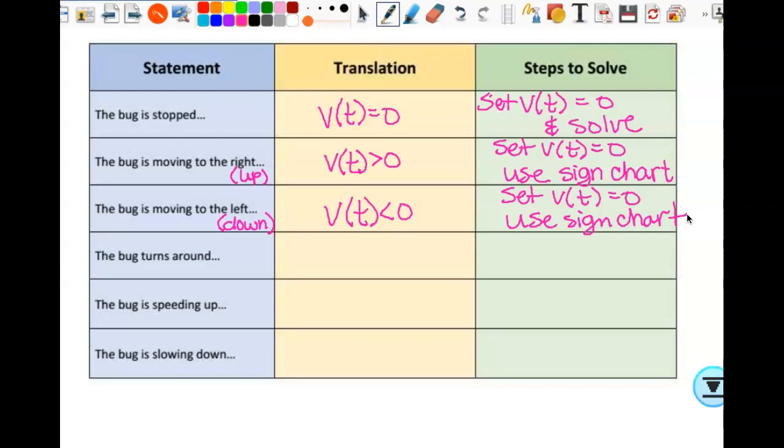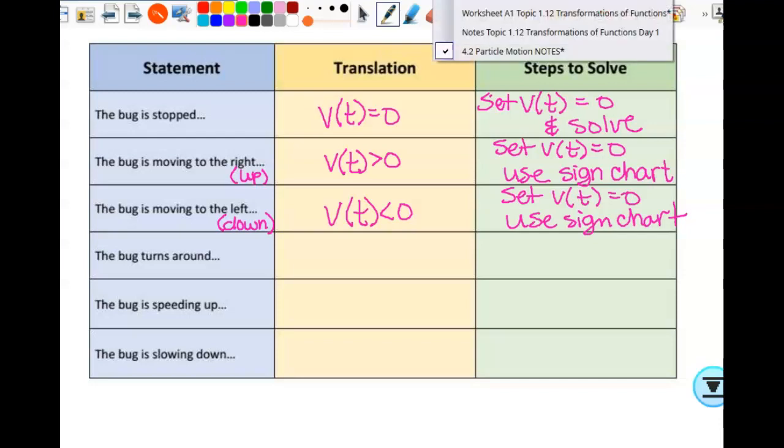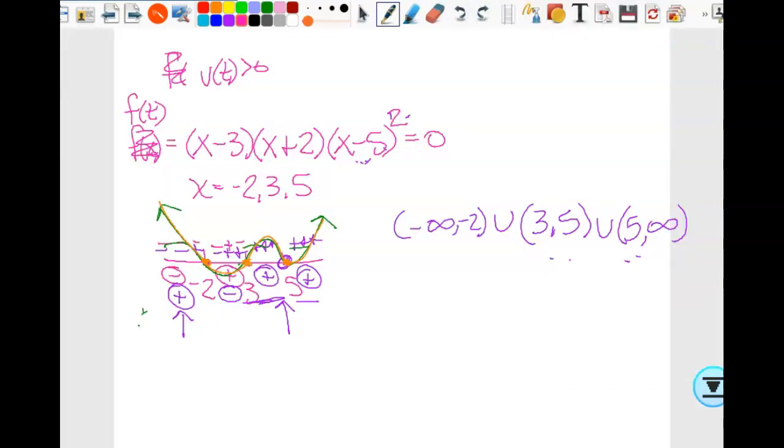So if the bug turns around, so let's go back to this, right? So the bug was here. The bug is moving to the right. Why can't I get a color that actually works? The bug is moving to the right. Now he's moving to the left. So when he stopped, he turned around, right? And then he's moving to the left. He stops. He turns around. He moves to the right. He stops. Does he turn around? No. So it's not just when v of t is 0, because you can just stop and then keep going in the same direction, right?